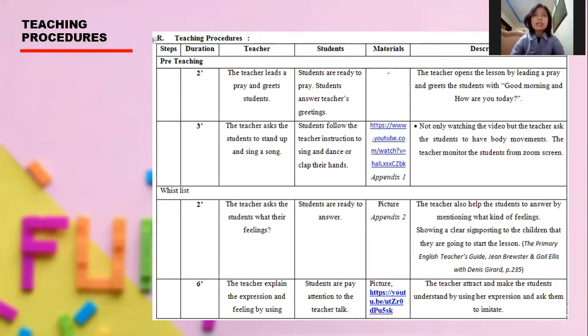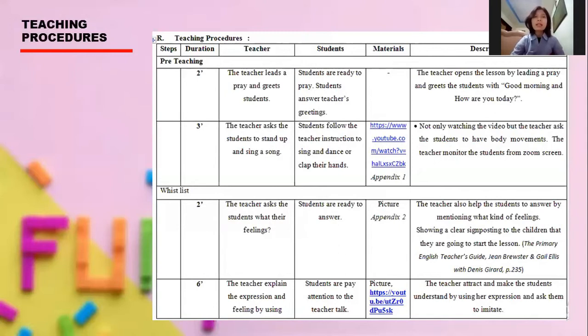The material we get from YouTube. It is a song video, a short video entitled "If You're Ready and You Know It." And it is familiar for the students, so it attracts student attention to the classroom.